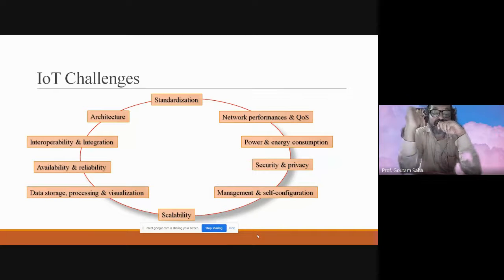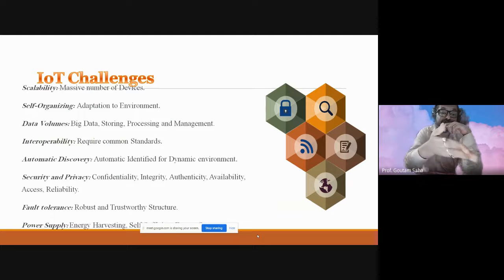Till now, I am telling you, there are a huge number of problems, and each of them can give you two or three, at least five or six researches from this particular domain. Next is IoT challenges. The same things I have written here: self-organizing, data volume, interoperability, which I have told you.